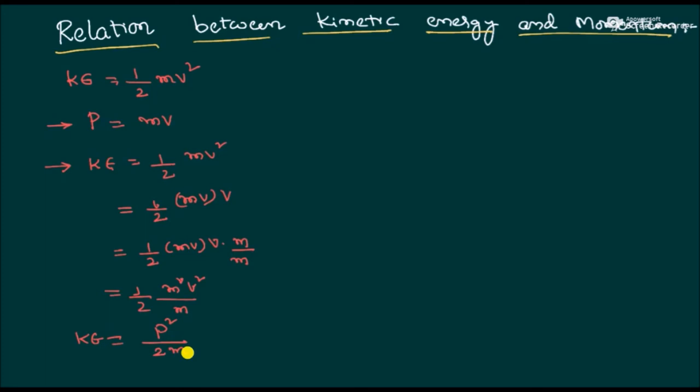If we double the value of momentum, what will be the change in the kinetic energy? Since we know that kinetic energy is directly proportional to p square, if the value of momentum gets doubled, then what will be the change in the kinetic energy? It will become 4 times. If the momentum becomes 3 times, then the kinetic energy will become 9 times.